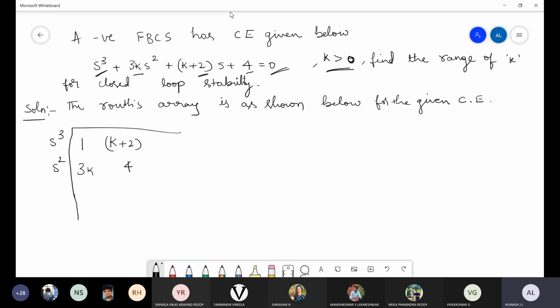Now if you do the cross multiplication, you will get 3k into k plus 2 minus 4 into 1, that is 4, divided by 3k. The next item will not come, so we'll just put a dash. After that, when you go for s to the power of 0, obviously 4 will come into the picture.